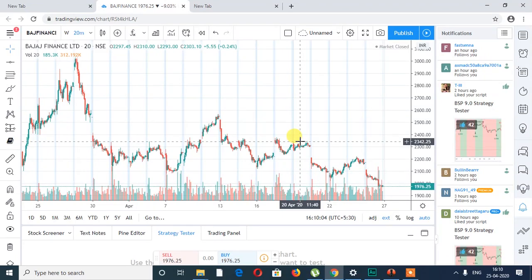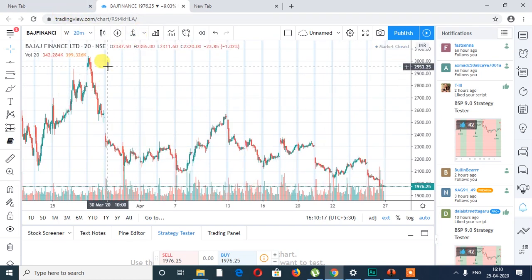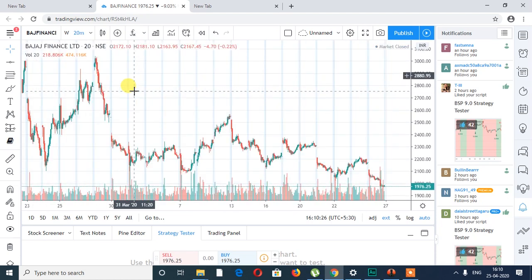Everyone. Today we are going to see how to trade the stock Bajaj Finance using the Blue Sky Plus indicator. To do that, I have loaded the Bajaj Finance chart in tradingview.com. The Blue Sky Plus indicator is only available on tradingview.com. So to check its profitability, let's load the Blue Sky Plus indicator.